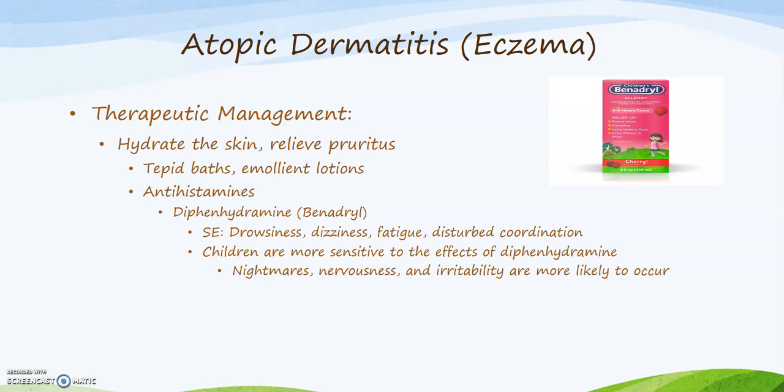Atopic dermatitis, eczema, is the discussion here. Atopic dermatitis is also known as AD. And we're going to continue the discussion of this as integumentary dysfunction, looking at the types of medications that can be used for it. So the biggest thing with AD is going to be the management of the atopic dermatitis.